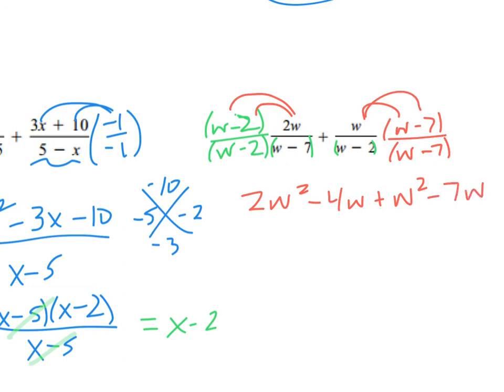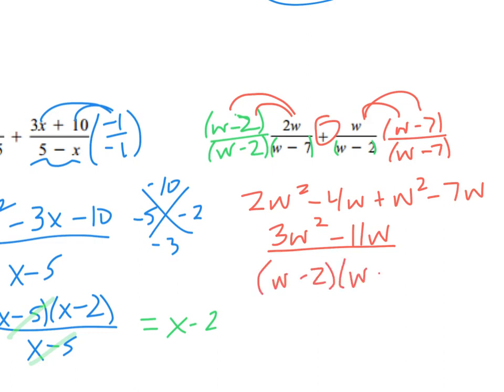And I did that, I felt comfortable doing that because I had an addition in between, so I'm not worried about signs. If there's subtraction, I generally try to be careful. So 3w squared minus 11w over w minus 2 times w minus 7. Now there is a GCF in the top, but think about taking out a w. Is that going to allow anything to cancel? No, so we're good.